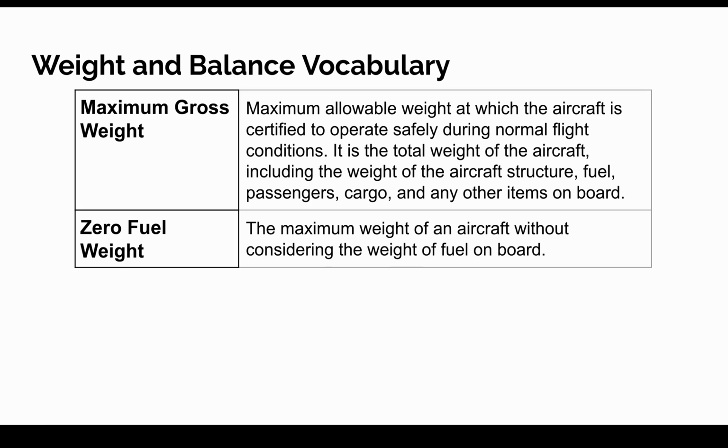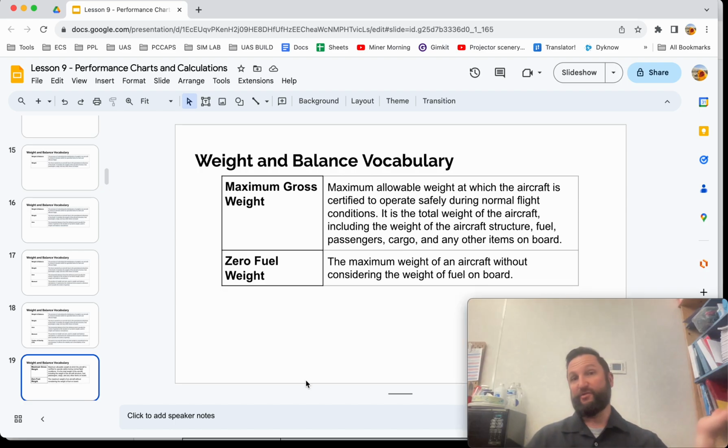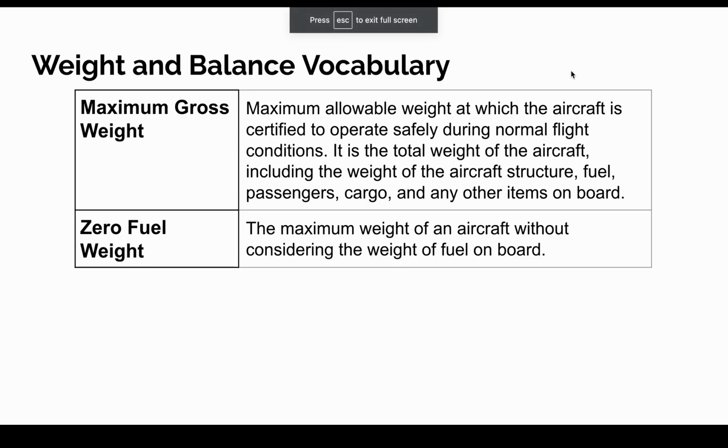We also have maximum gross weight. This is the maximum weight that an airplane can be in order to take off or to taxi, different things like that. And then there's this thing called zero fuel weight. This is the maximum weight of an aircraft without considering the weight of the fuel on board. Sometimes we use this so we can calculate how much baggage we're going to take, and then we pack on fuel and we figure out our range, like how far we're going to be able to fly. Zero fuel weight, sometimes called ZFW.